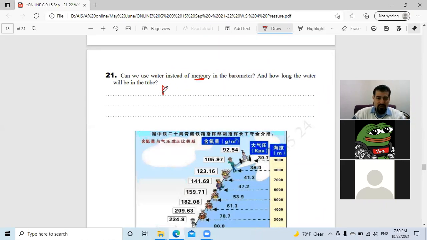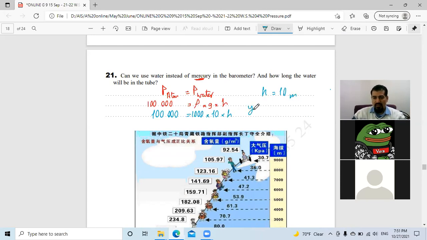So the pressure of the atmosphere is equal to the pressure of the water. So the density of the water multiplied by gravity multiplied by height equals 100,000 pascal. The density of the water is approximately 1000, gravity acceleration is 10, multiplied by h. Dividing 100,000 by 10,000, h will be equal to 10 meters. So yes, but more than 10 meters.